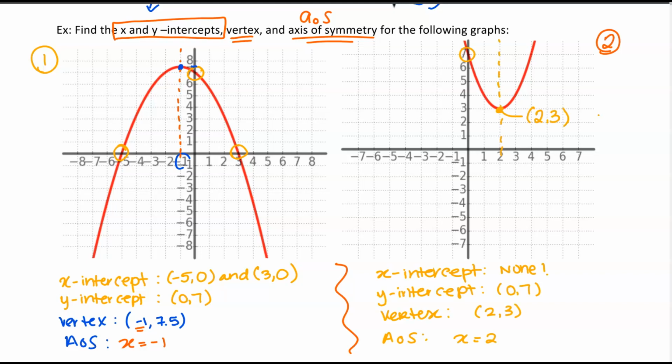All right, class, is this what you got? So x-intercepts, none, because we're not intersecting that x-axis. The y-intercept, I got (0, 7). Vertex is at (2, 3). And again, notice that that axis of symmetry matches that x value of that vertex.